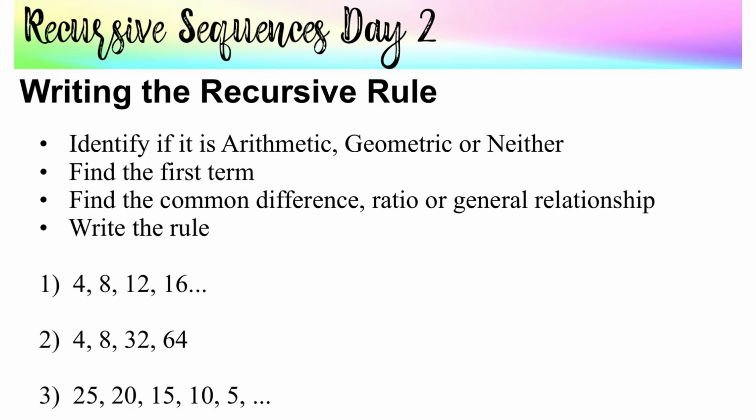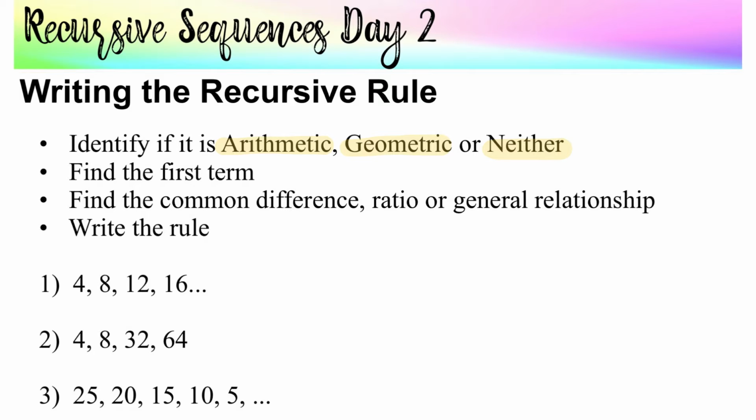The first thing that we're going to explore is writing the recursive rule given a list of numbers. To do this, we first need to identify if the rule is arithmetic, geometric, or neither. The way we do that is we look to see what type of pattern is happening with the numbers. Do we keep adding or subtracting a certain number, or do we keep multiplying by a number? Or do neither of those things work? Maybe it's a little bit more complicated.